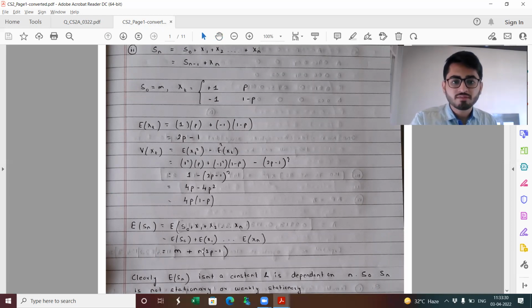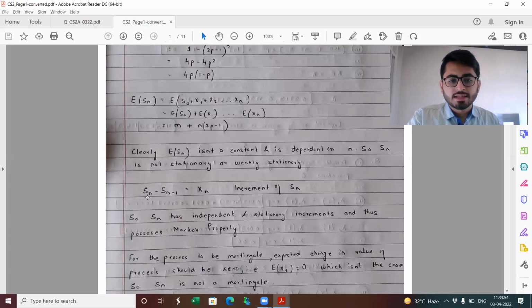If P is equal to half, then this term becomes 0, but that is a specific case. Generally, for any value of P, if I consider any set of values of P, then expectation Sn is a function of n. So clearly the mean is not constant, therefore the process is not weakly stationary. And if a process is not weakly stationary, then definitely it cannot be strictly stationary as well.